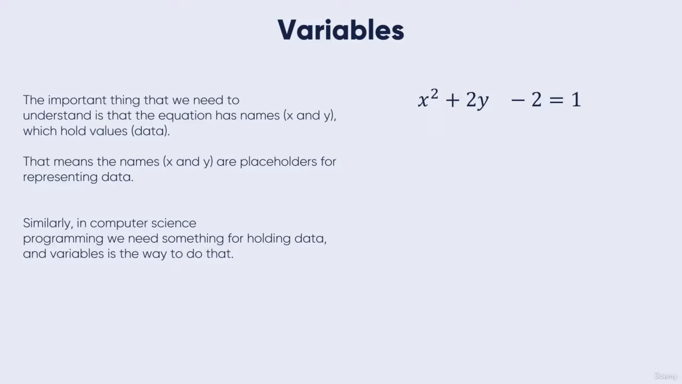That means names x and y are placeholders for representing the data. Similarly, in computer science programming, we need something for holding data: variables. To do that, we have to create a variable x and a variable y in order to hold the data.